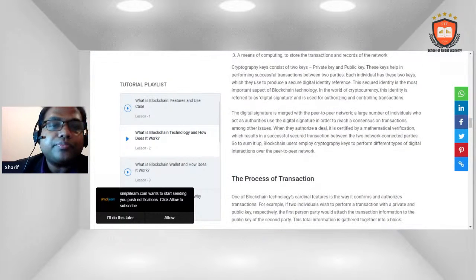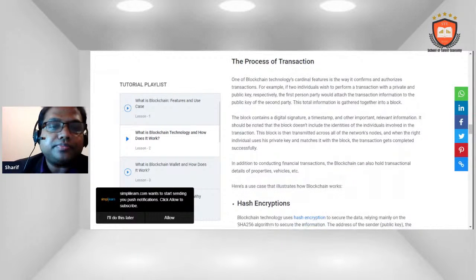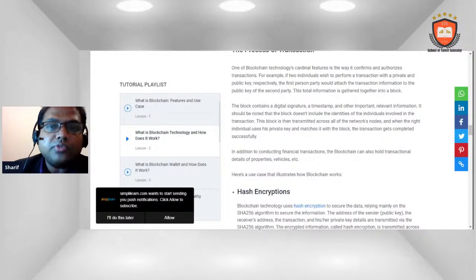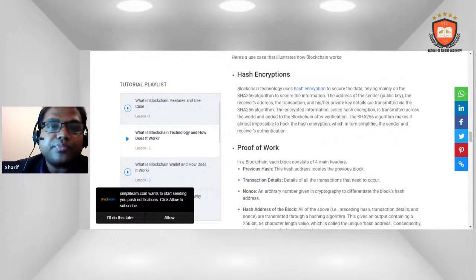The process of transactions. One of the blockchain technology's essential features is the key. It confirms and authorizes transactions. For example, if two individuals wish to perform a transaction with a private and public key respectively, the first party would attach the transaction information to the public key of the second party. The total information is gathered together into a block.